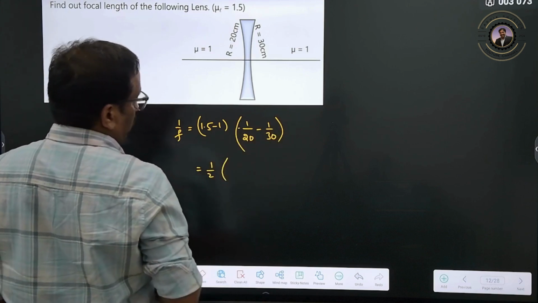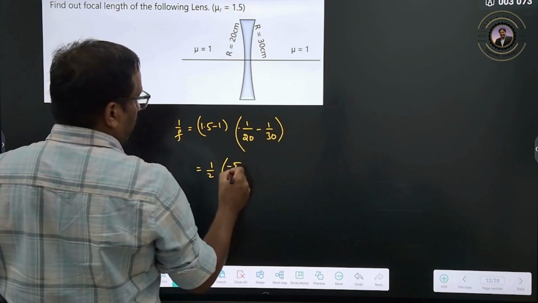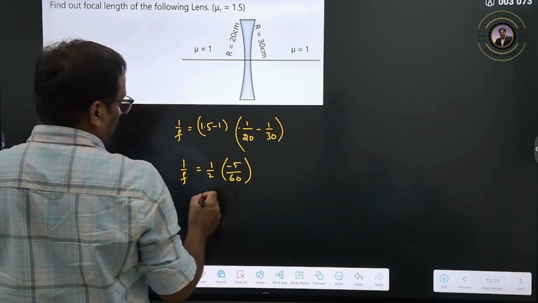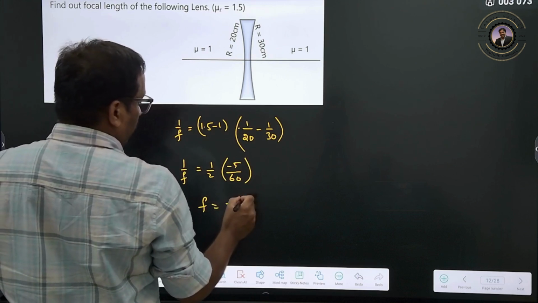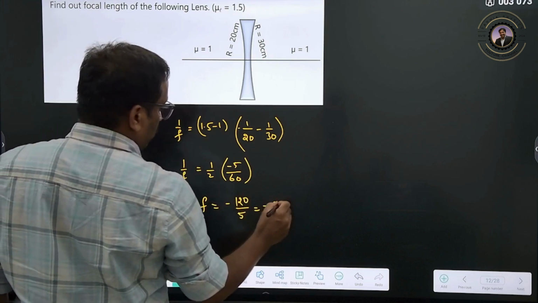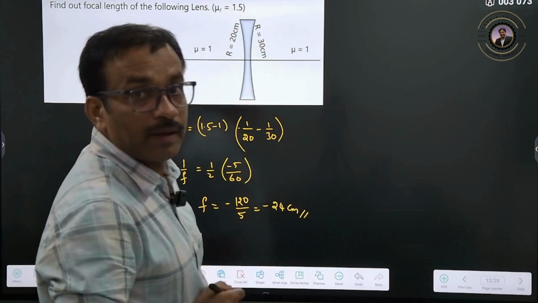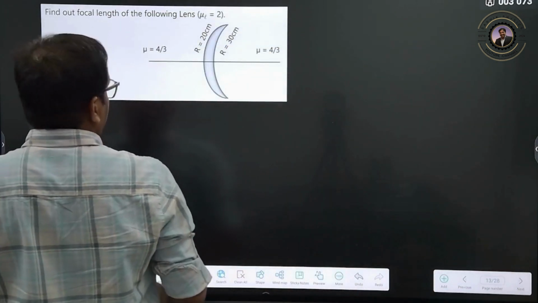So again multiply 3 and 2, minus 5 by 60. So 1 by f equals that, and f equals minus 120 divided by 5, so minus 24 centimeter will be your focal length. Clear? Simple questions, no? Now we'll go for another question.